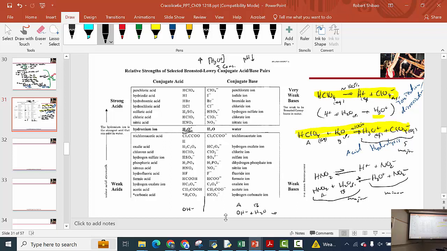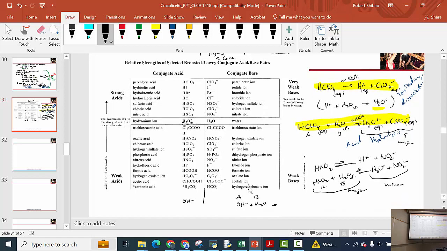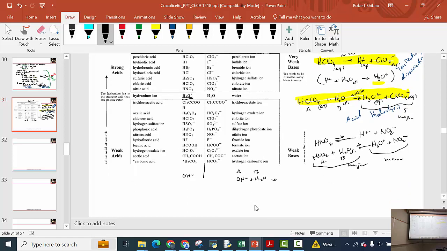What forms here? Could hydronium form? Oh yeah, hydronium forms, right. Hydronium and what else? And O2 minus, oxide.